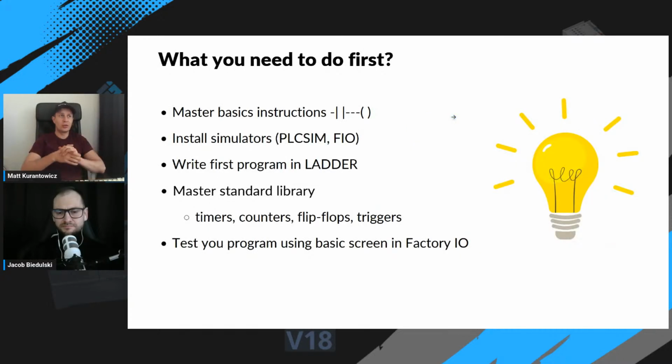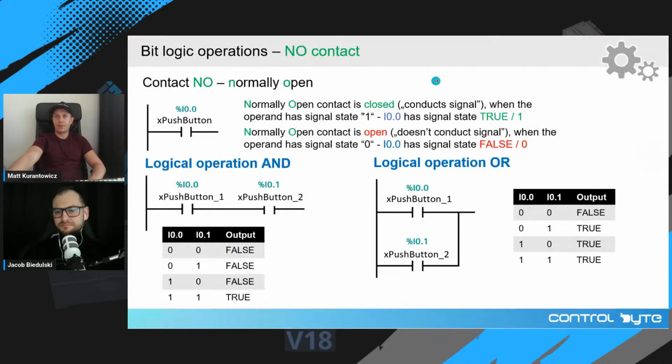But what do you need to do first? You need to master basic instructions like normally open contacts and coils for creating logic. Then you need to install the simulator and write your first program in ladder logic. Then master the standard library. You'll find in this library timers, counters, flip-flops, and triggers. After that, you can connect with Factory IO and test your programs.